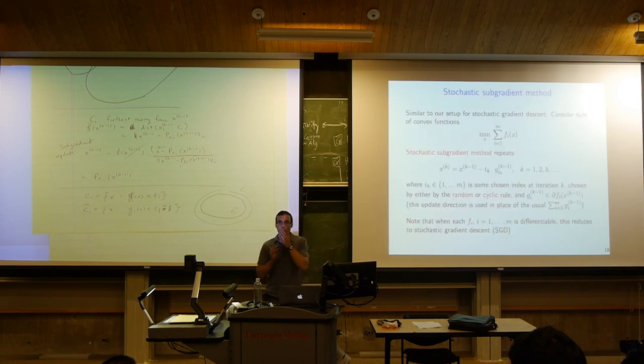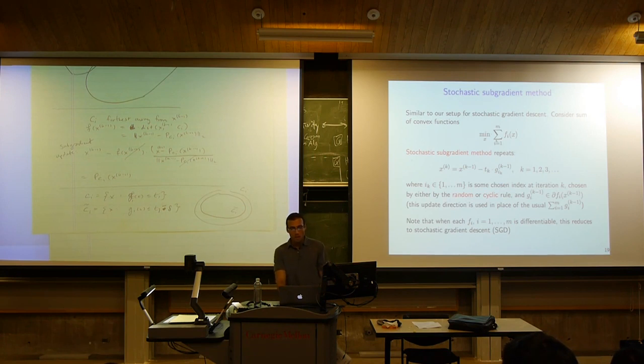Okay, the last bit I want to talk about for the subgradient method is the stochastic subgradient method. We want to minimize here, let's say, a sum of functions f_i of x, which we're thinking about as being a sum over many functions. So we have a lot of functions in our collection, and we're minimizing their sum.